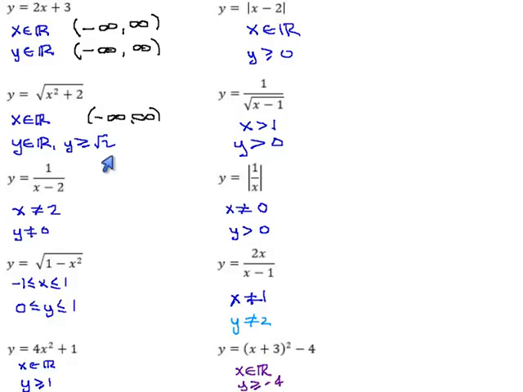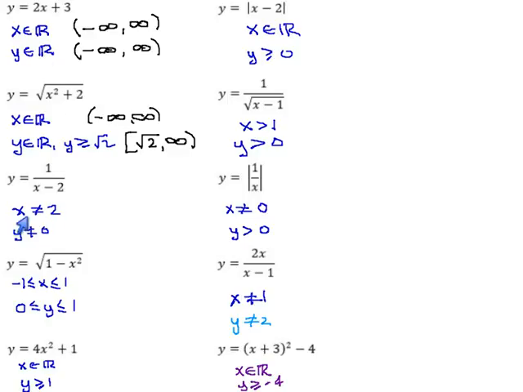Here, they say y can be root 2 or it can be anything higher. If y can be exactly root 2, and that's your lower bound, then you use a square bracket to say starting at exactly root 2. And because there is no upper bound, we say up to infinity. And as usual, infinity gets its round bracket.